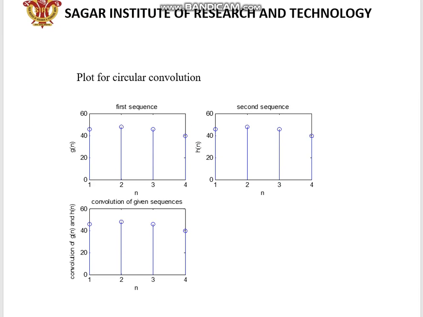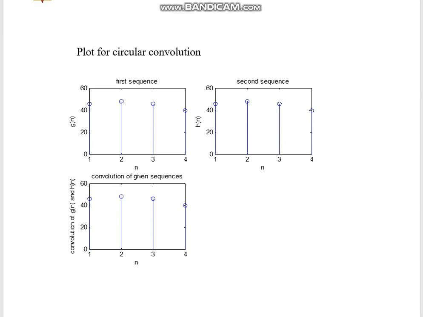When I run this Matlab command, the result will be shown in the form of waveforms. Here I can see three sequences: the first sequence g(n), the second sequence h(n), and the third sequence, which is the convolution of g(n) and h(n).